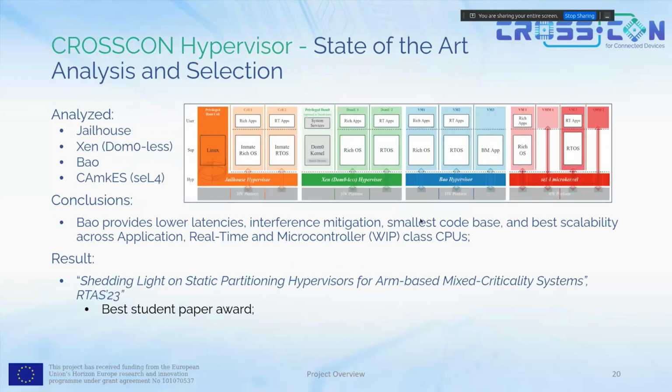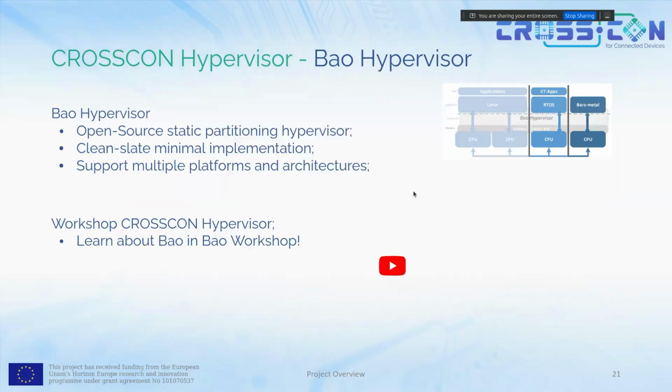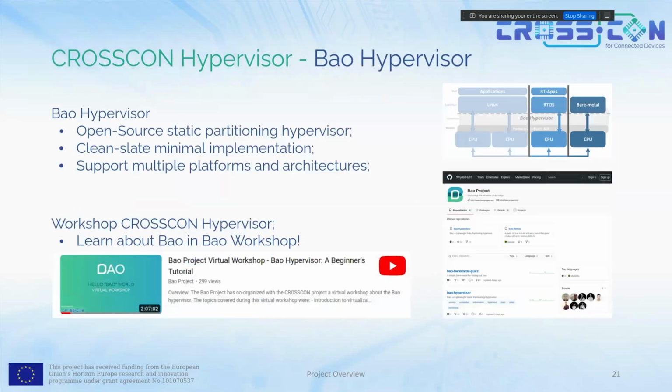So for selecting the core of the CrossCon hypervisor, we compared several open source solutions like Bao, Xen, Jailhouse, Cell4, and Bao demonstrated to be the one that's well fitted to be the core of the CrossCon hypervisor. This also resulted in a best student paper award. So, Bao.